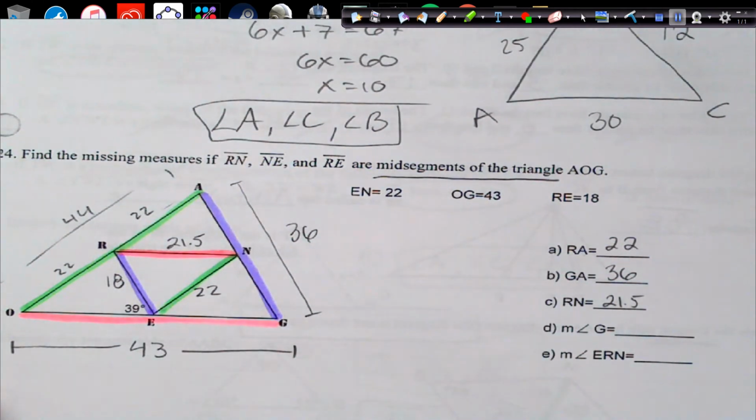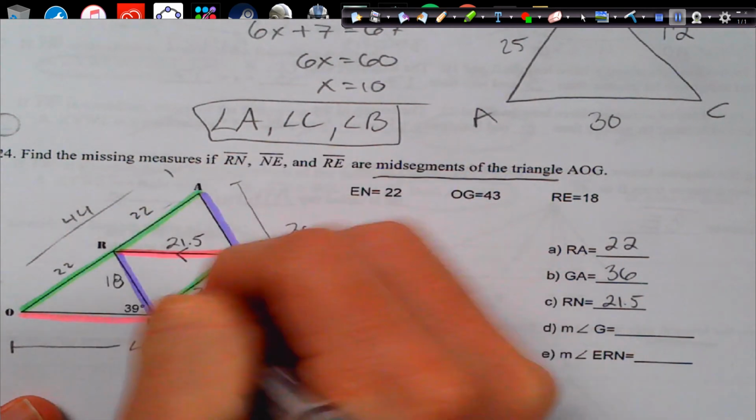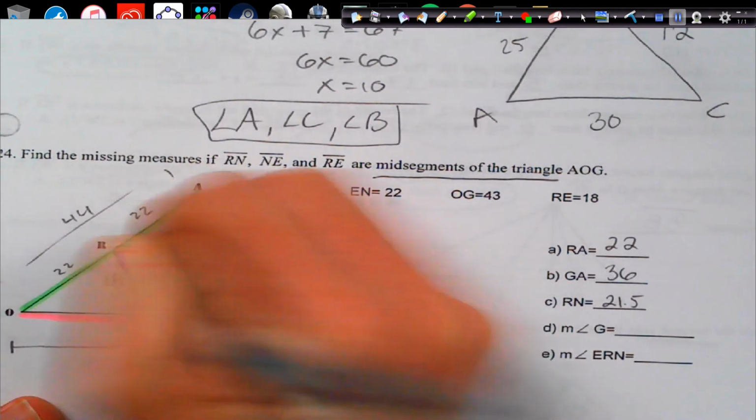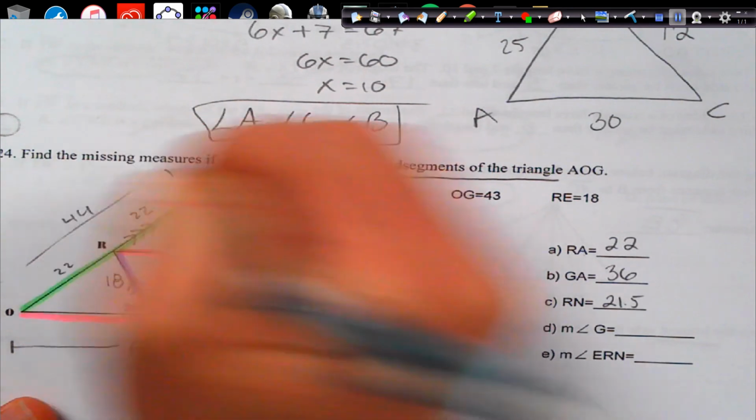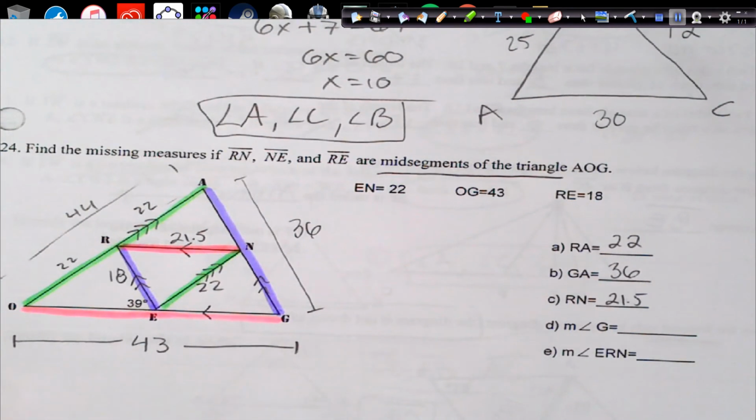All right, now we get to some angles. Remember, midsegments and their corresponding sides are parallel. So the pink lines are parallel. The purple lines are parallel. The green lines are, guess what? Parallel. So we have a lot of parallel action.